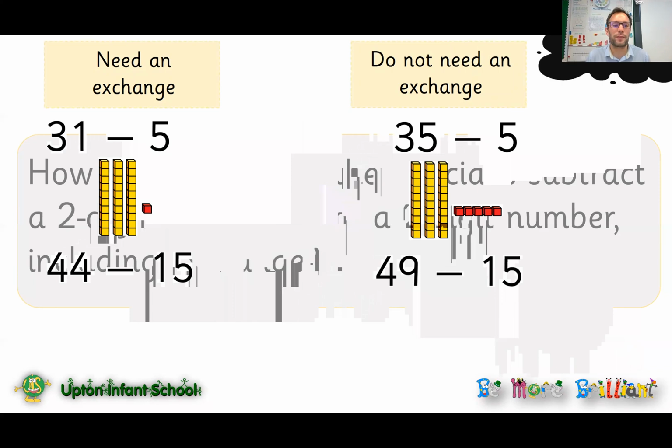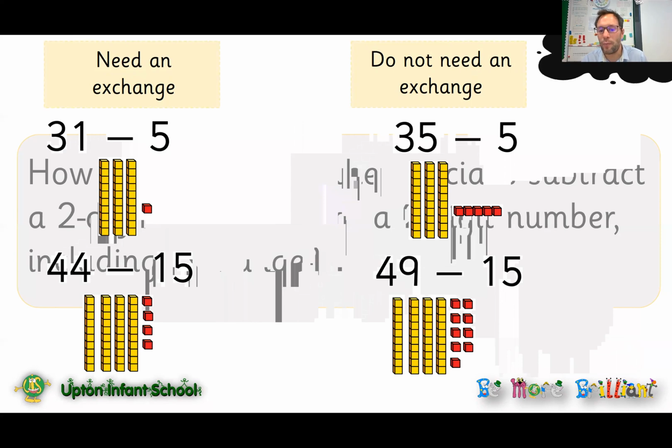What about 35 take away 5? Well, we have got 35, we've got 5 1s, we need to take away 5. So that's okay, we don't need to exchange that. What about 44 take away 15? Well, we've only got 4 1s in 44. We need to take away 5 1s, so we will need to exchange a 10 there. And 49 take away 15. Well, we've got 9 1s, and we can take away 5 and we'll have plenty left over.